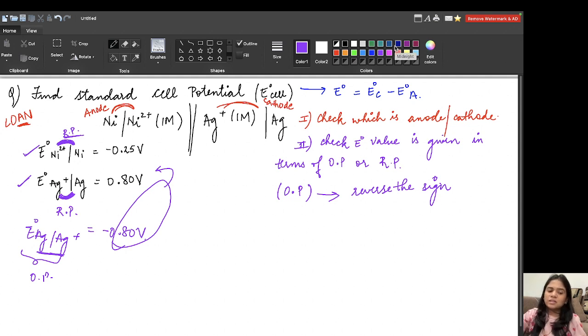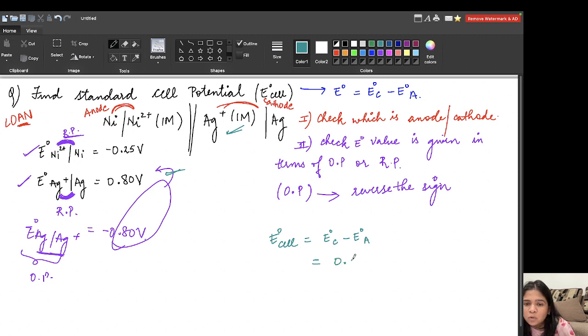Correct. The third thing, simply apply the formula. E cathode minus E anode, right? So here you don't have to do much hard work. E naught of cell will be equal to E naught of cathode minus E naught of anode. So what is the E naught of cathode given to you? Which one was your cathode? Cathode was Ag plus. So this will be 0.80 minus E naught of anode. What is your anode? Ni, right? So minus of minus 0.25.